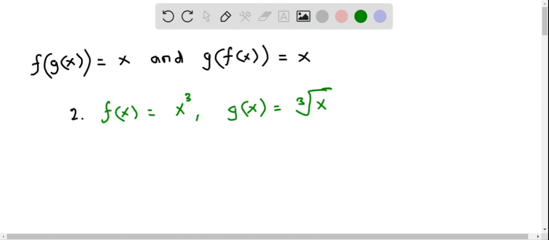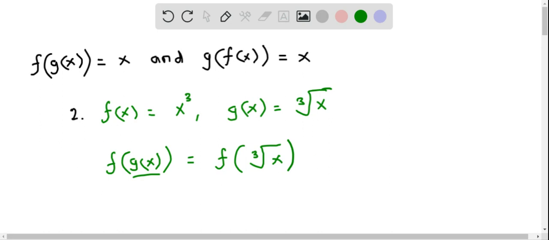Now let's do question 2. So first let's find f of g of x. So we have to replace g of x first. That is, this becomes f of g of x is cube root of x. So we know how to find f of cube root of x. And this means we have to replace this x by cube root of x. So therefore this becomes cube root of x raised to the power of 3.